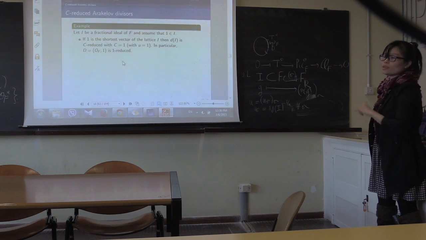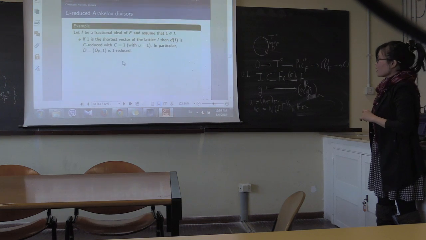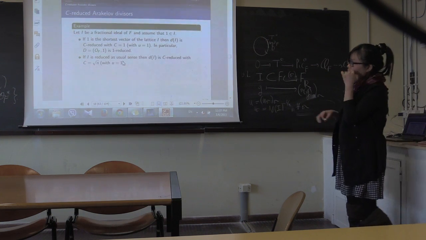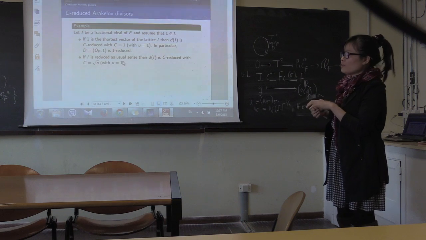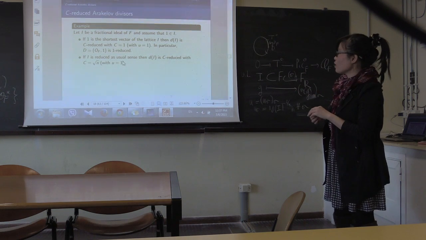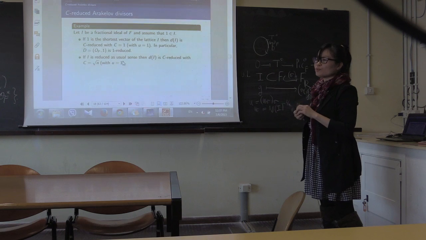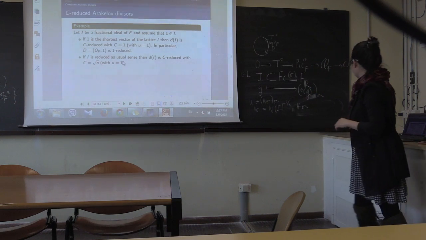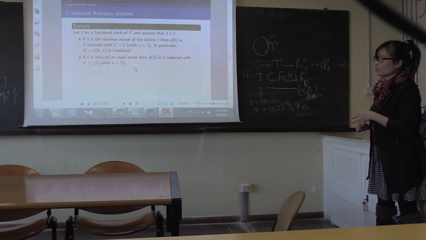Because 1 is shorter than the rest. The second example is all of the reduced divisors, which, as we defined before, are C-reduced with C equal to 0 of n. And we make use of the 1 in the definition.